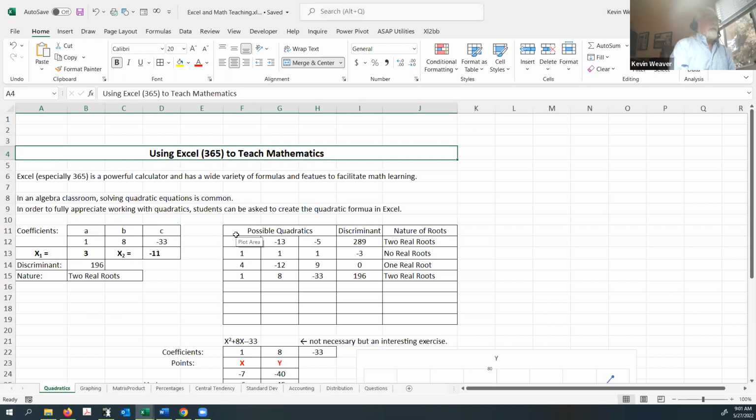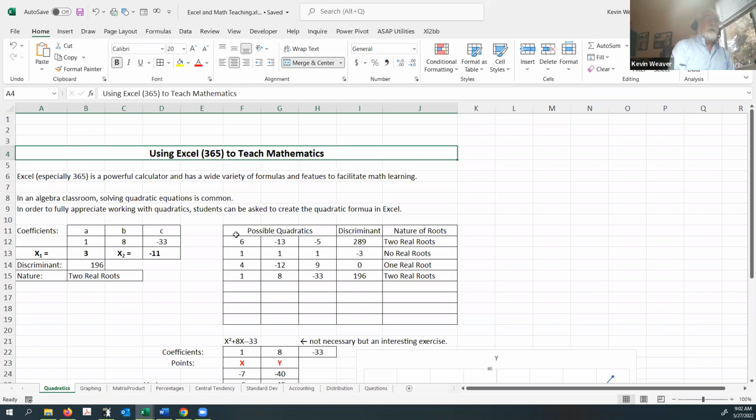I want to first point out that I use Excel 365 when I teach the various math courses that I teach. While most of what I will show, if not all of it, can be done in earlier versions, 365 is so powerful and has so many great features that I tend to stick with 365. And at the college where I currently teach, the college provides 365 for free for all of the students.